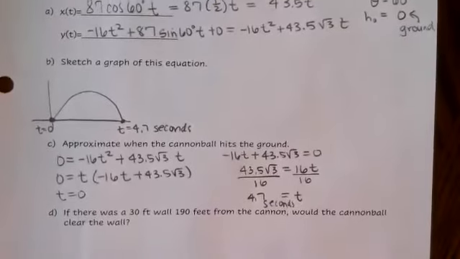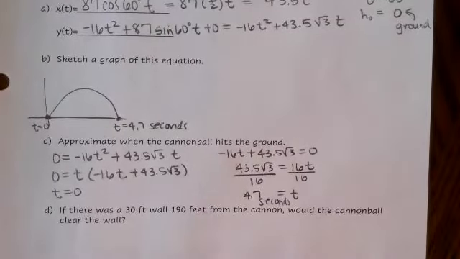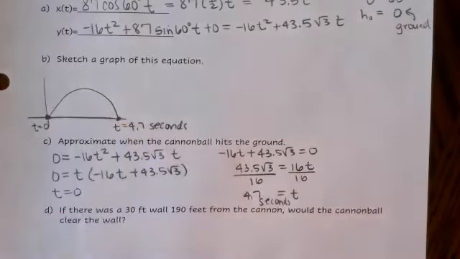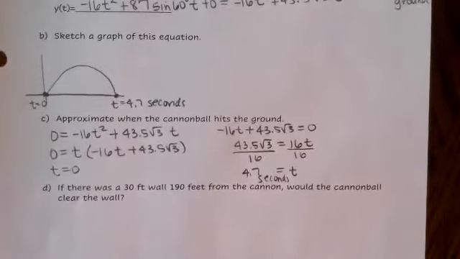All right, the next part says, if there was a 30-foot wall 190 feet from the cannon, would the cannonball clear the wall? So we want to think through this. The first thing we want to see is, will it get enough horizontal distance? Because the wall is 190 feet from the cannon. So we want to know if it went at least to the 190 feet so that it could get past that wall. And we can know that by plugging in our time here.